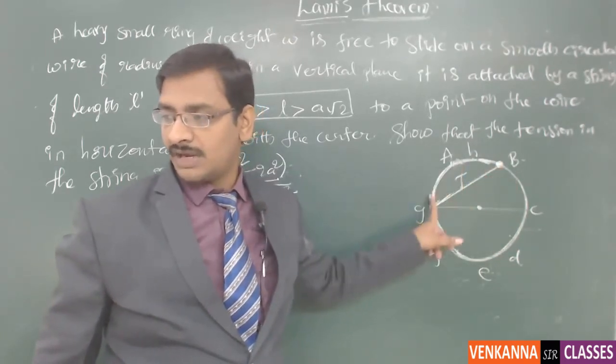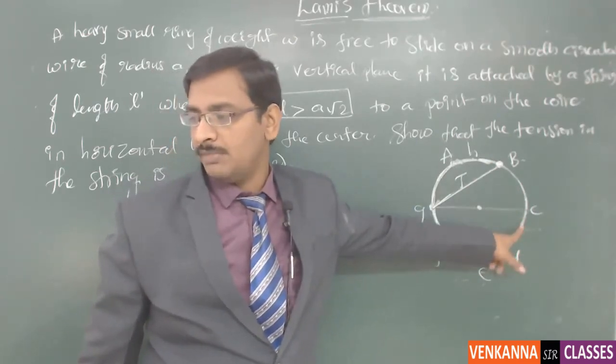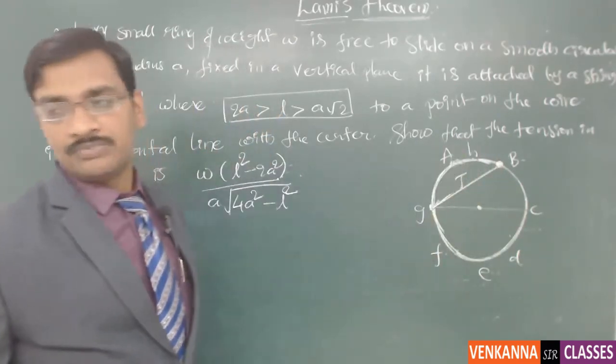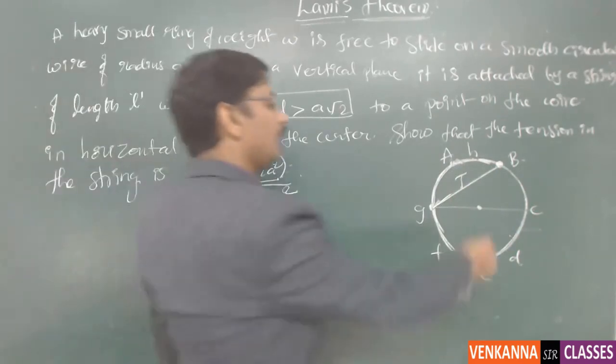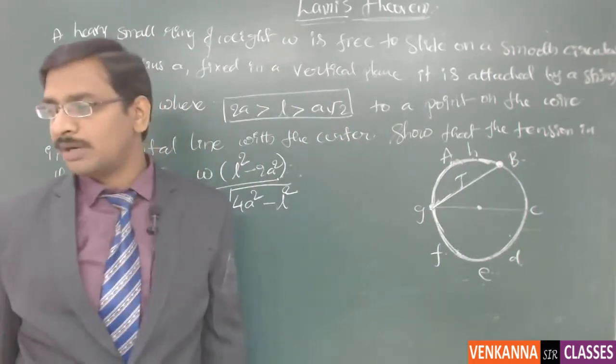If it is here, it will come back. It cannot go into this location because the L value is less than 2a, right? So hence it has to stop here. So now the system is under equilibrium condition.